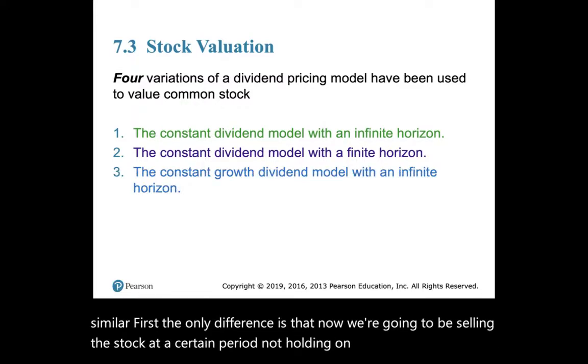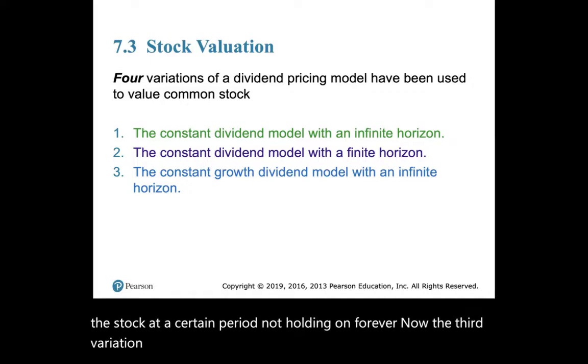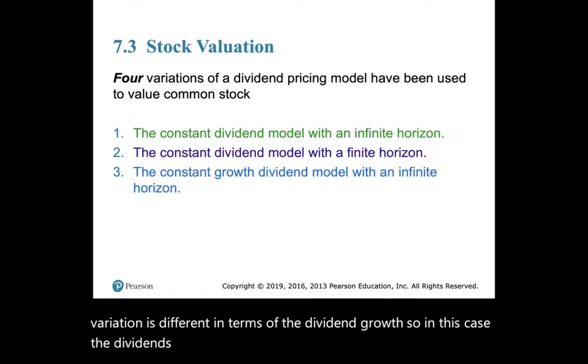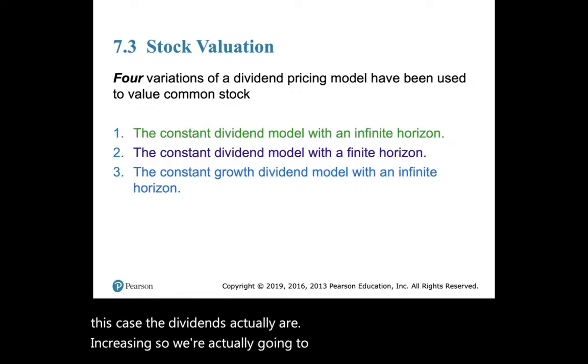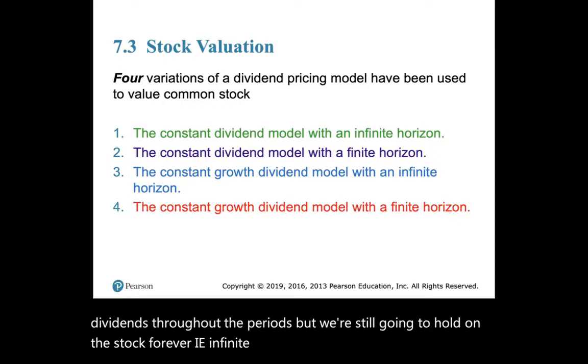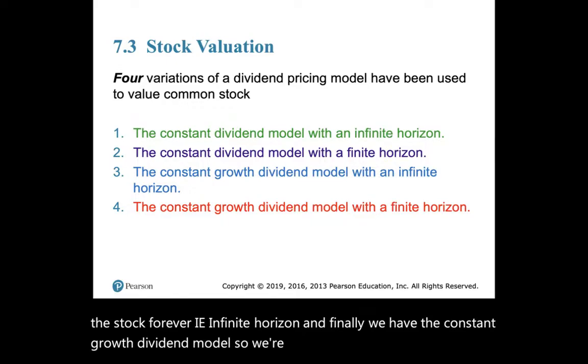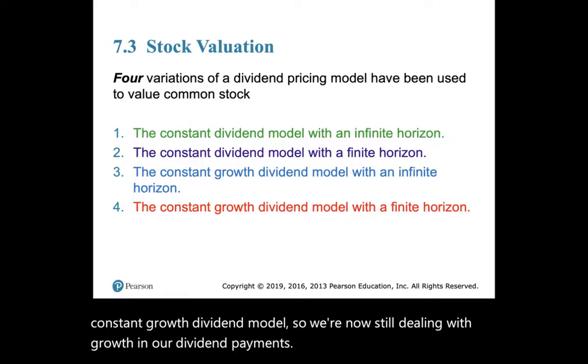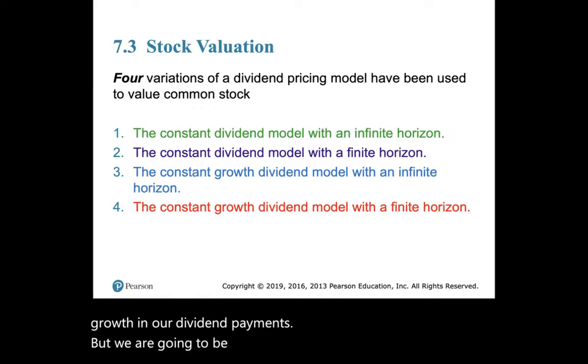Now, the third variation is different in terms of the dividend growth. So in this case, the dividends actually are increasing. So we're actually going to receive an increase in dividends throughout the periods, but we're still going to hold on to the stock forever, i.e. infinite horizon. And finally, we have the constant growth dividend model. So we're now still dealing with growth in our dividend payments, but we are going to be selling the stock at a certain time. So it's limited in terms of our holdings.